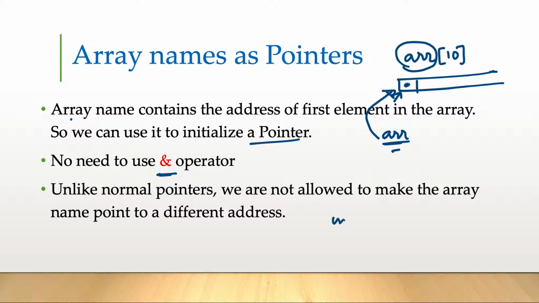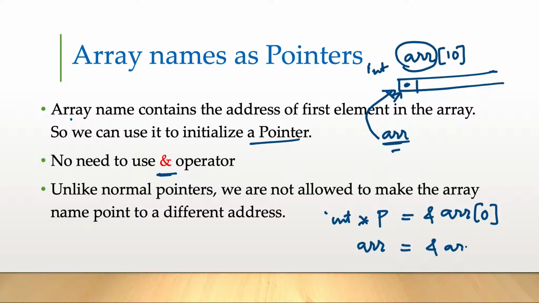So a normal int pointer can also contain the address of first element if this is an int array. And this ARR is also internally containing the address of first element. But there is a difference. So the similarity is that both are holding the address of first element, but the difference is that here now we can assign a different value to P. So after some time we can assign a new value to P.